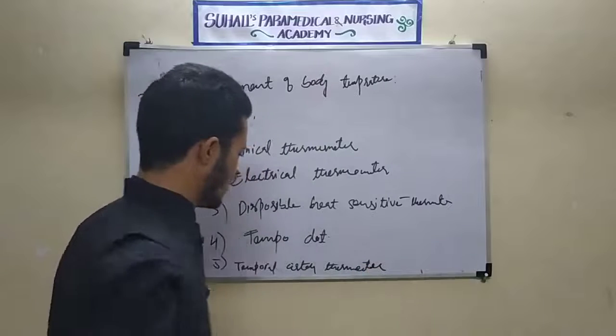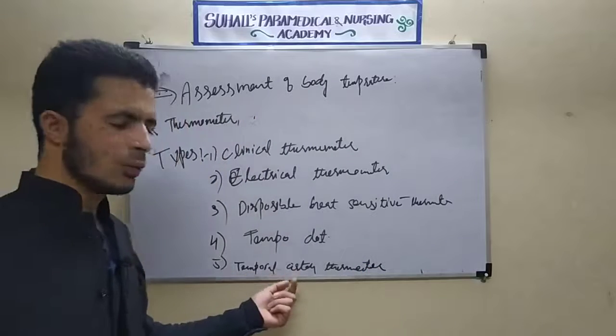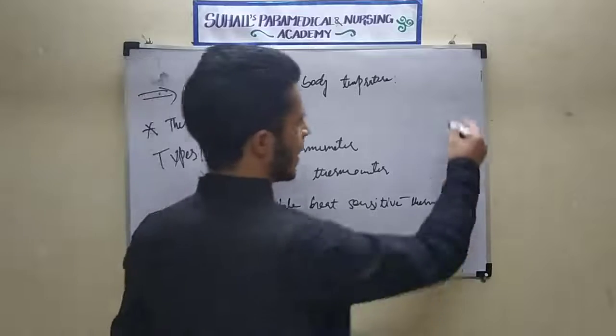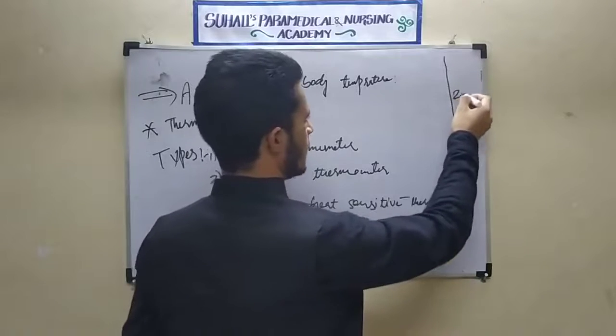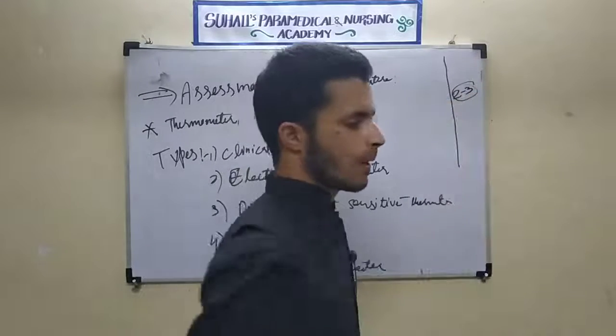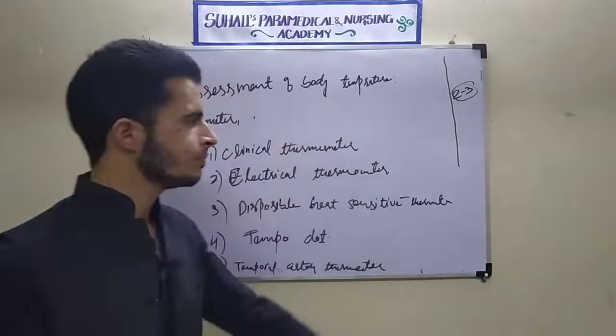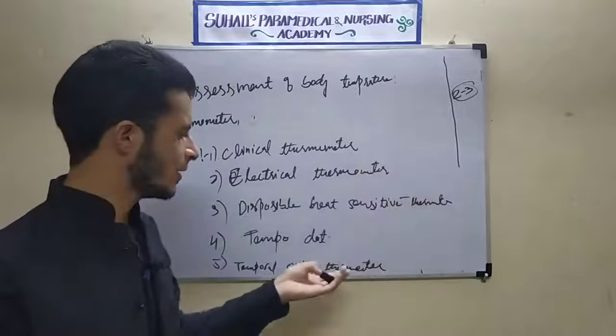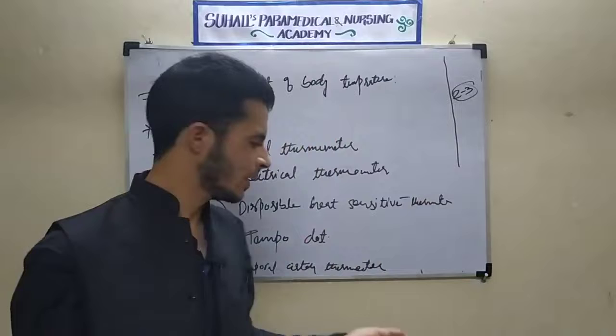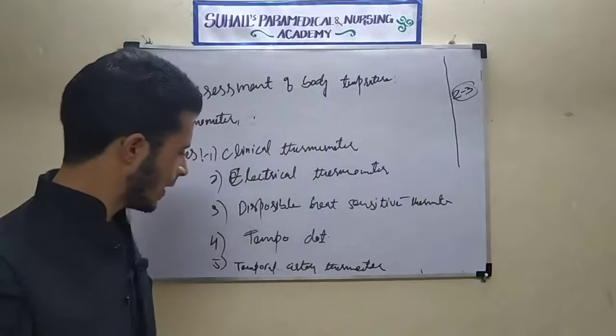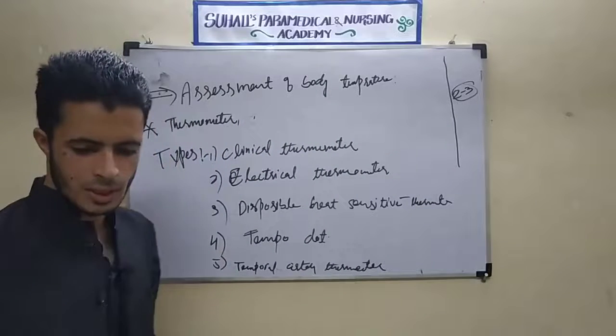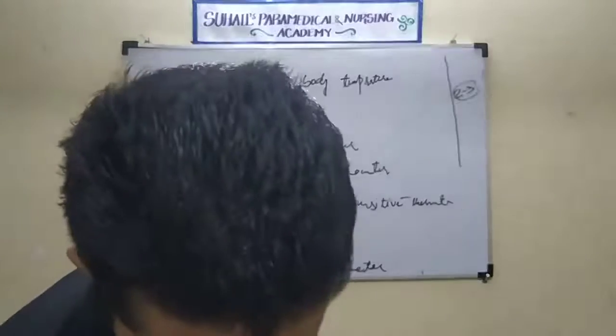Remember one thing, why I told that some books are writing, some not, because before I come here, I am consulting 2 to 3 books. Some books are writing different, some books are writing the same as I am writing here. So here I have taken temporal artery thermometer. These are the different thermometers.